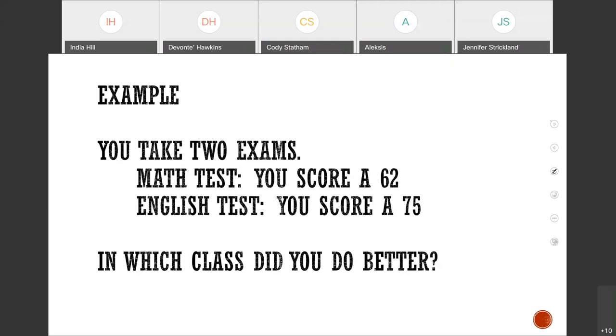The amount of questions you got, how many questions it is on the test. Yeah, how many questions there are, how many points it's out of, right? That would be the obvious thing, I think. If the math test was out of 65 points, then you did really well, because you got 62 out of 65. And if the English test was out of 200 and you only got 75, then you didn't do so great. So that's one thing that could come into play there.